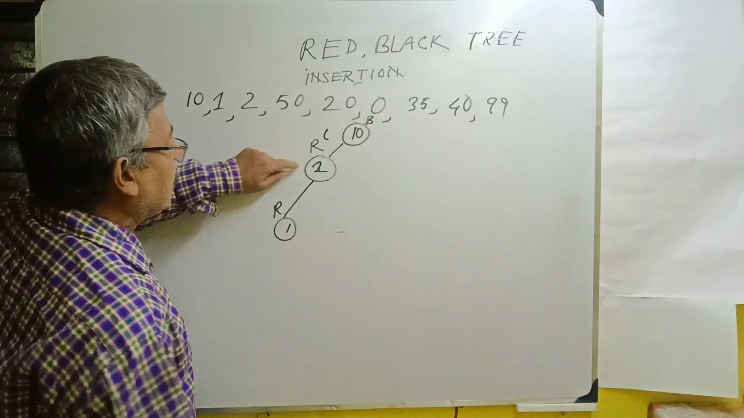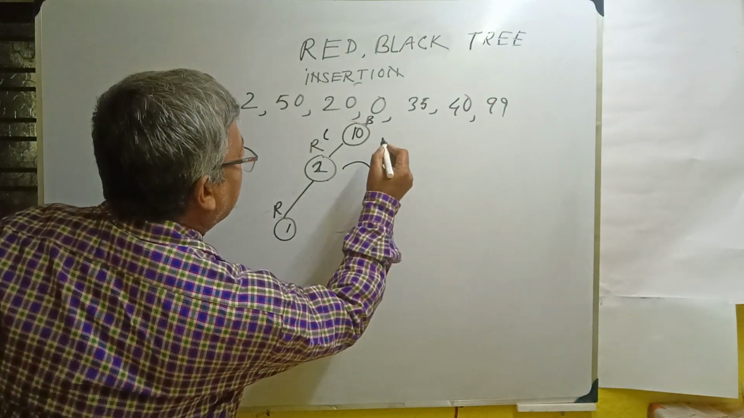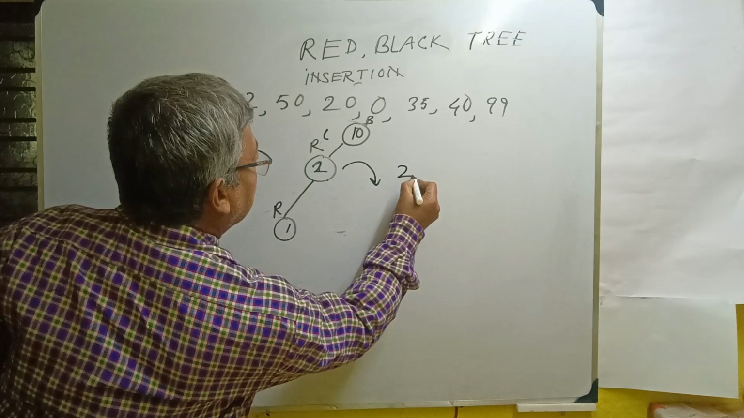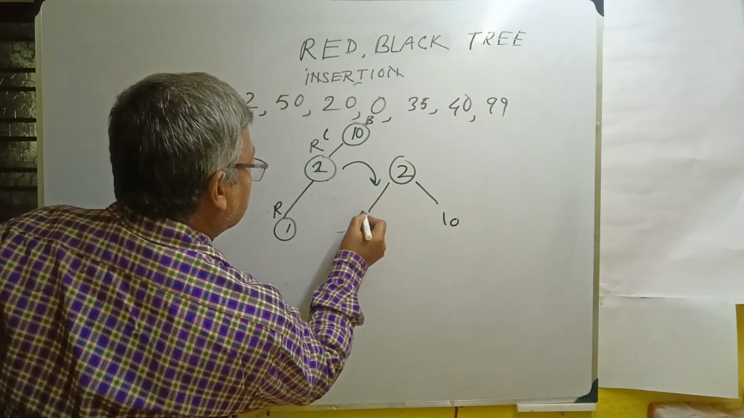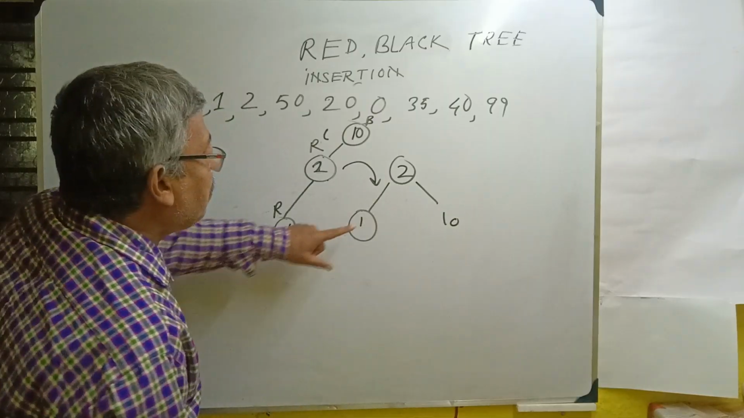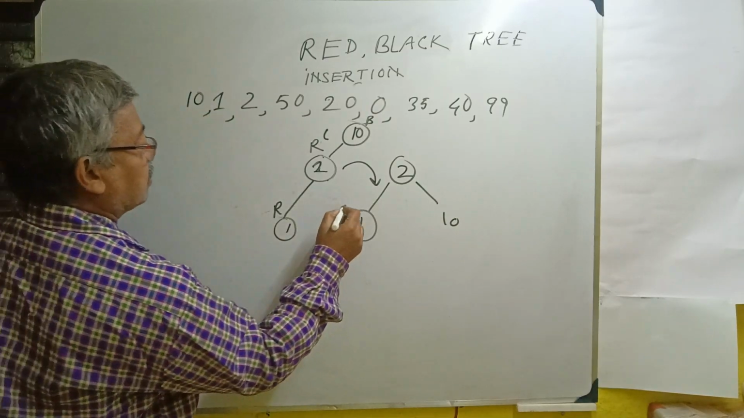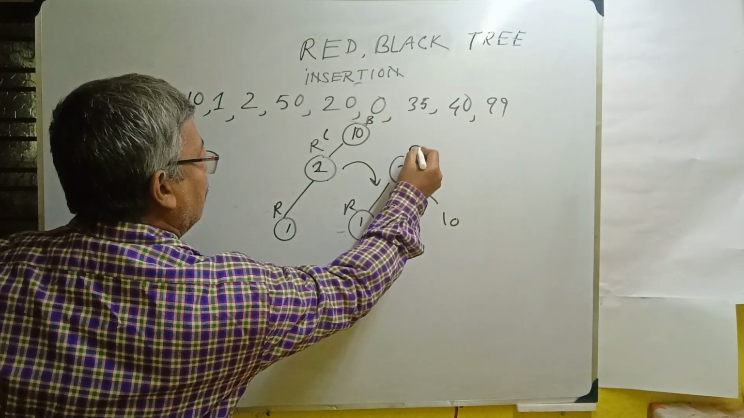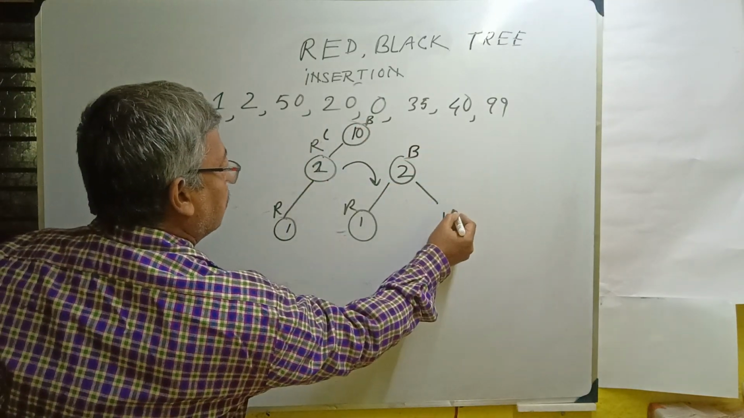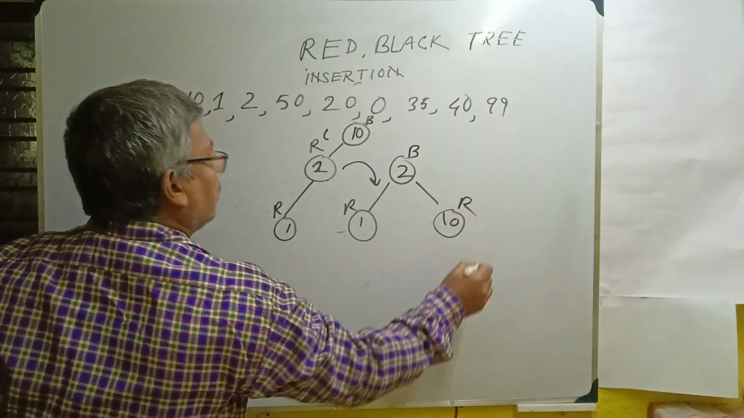Then the second rotation means, in this way, 2 is at the center point, 10 is at that point, and also 1 is at this point. That's the left child of 2. The color of the 1 is red. The color of the 2 will be black. The color of the 10 is red.